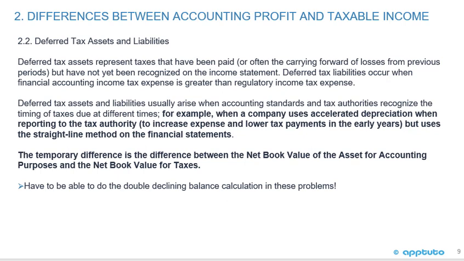Deferred tax assets represent taxes that have been paid, or often the carrying forward of losses from previous periods, but have not yet been recognized on the income statement. Deferred tax liabilities occur when financial accounting income tax expense is greater than regulatory income tax expense. So think of that example. I always like to use one example, and if you can stick with it, then you'll kind of understand.